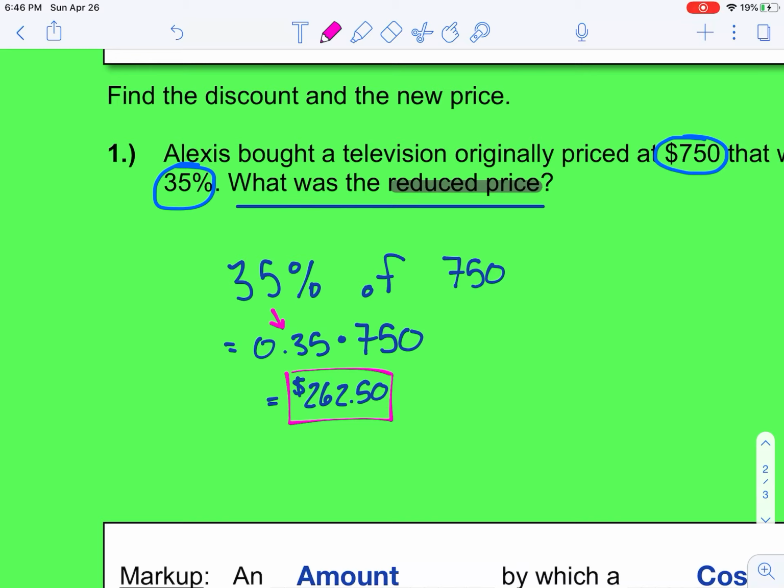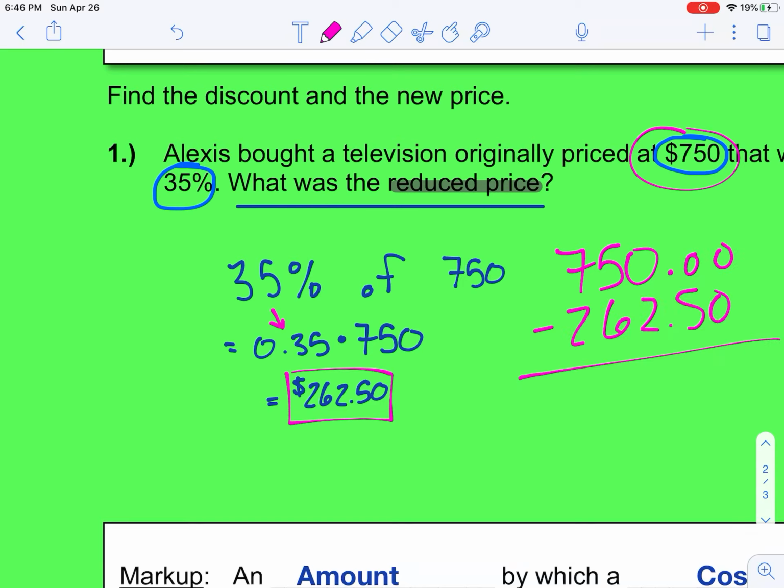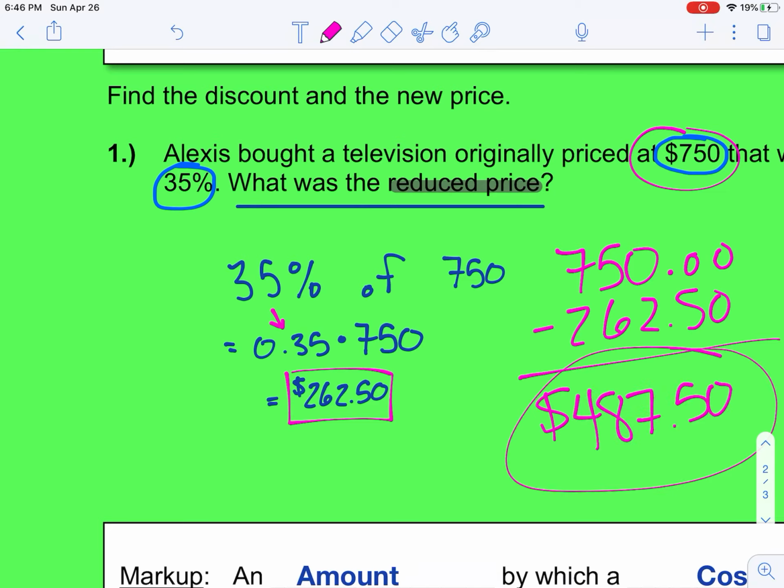So we now need to actually take our original price of $750 and we need to subtract $262.50. And if we do 750 minus 262.50, we get $487.50. So that's actually our final answer. That's how much it costs Alexis to buy her television.